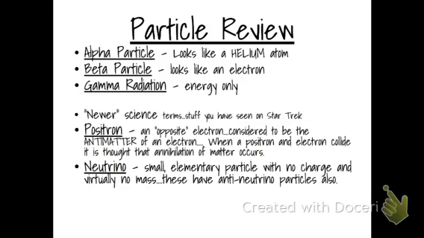So a positron is an opposite electron. It's considered to be the antimatter of an electron. And then a neutrino is a small elementary particle with no charge and virtually no mass, and these have antineutrino particles also. That is past what you would call your pay grade. You won't have to deal with those in this class.